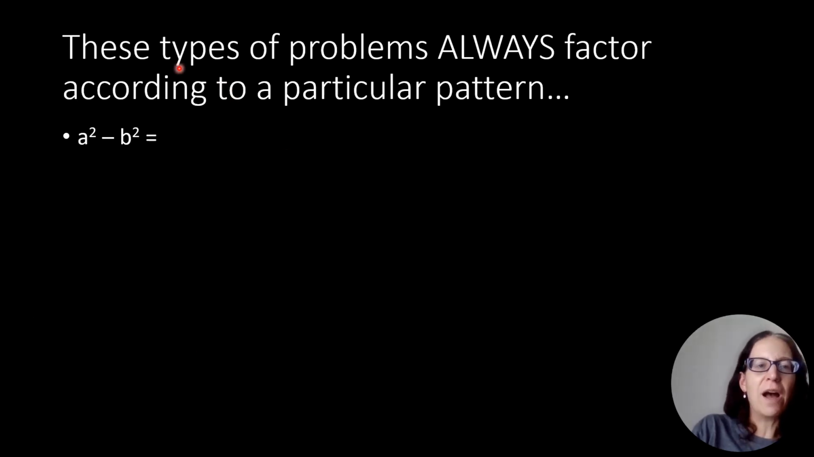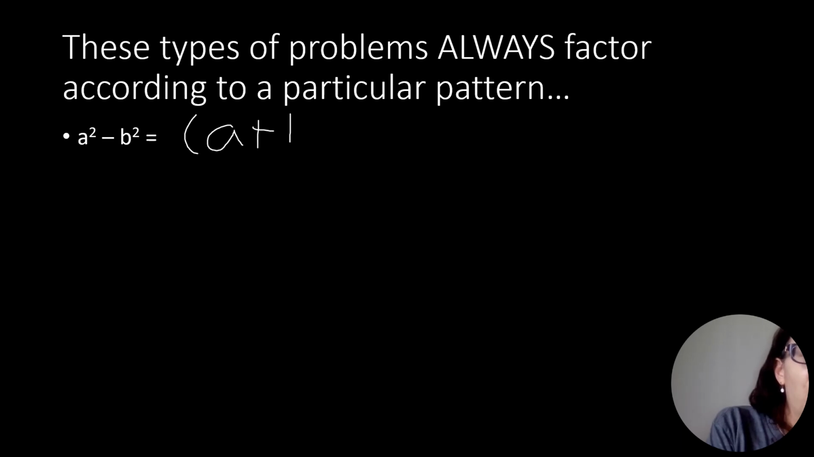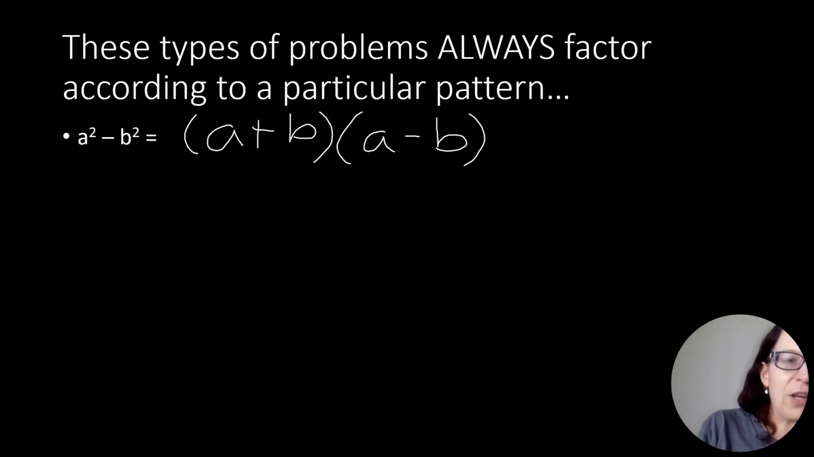Now, these types of problems always factor according to a particular pattern, and here's what the pattern is. You can do them with the area model, but these always work a certain way. They always factor into what are called conjugates. So basically, you figure out what was being squared. If it's x squared, well, what was being squared was just an x. If it's 16, what was being squared? 4. So you think about what was being squared, and the two factors are going to be conjugates.